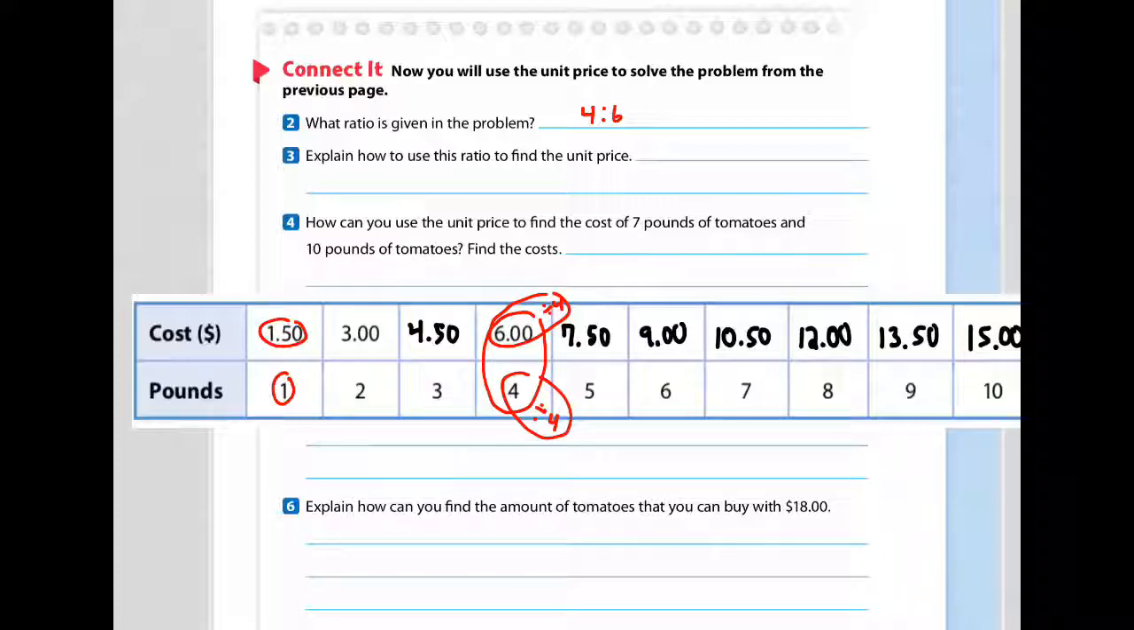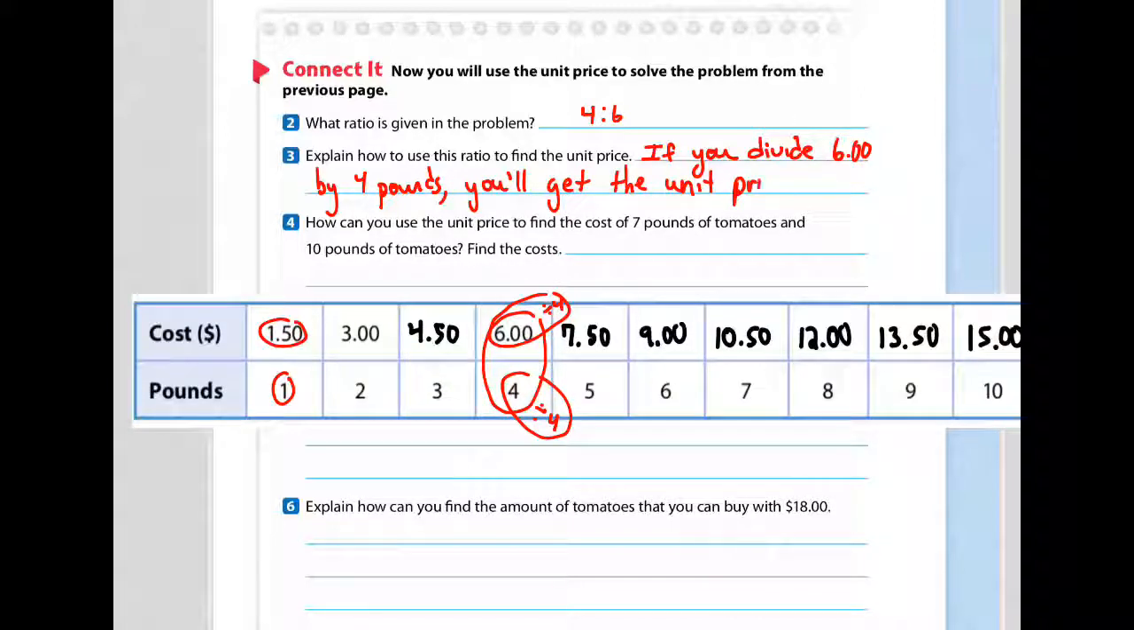So I'm going to say, if you divide $6 by 4 pounds, you'll get the unit price, which is $1.50. $1.50 for a pound. Okay. Remember, if you had it wrong, change it. If you had it right in different words, keep it. Pause the video whenever you need to.